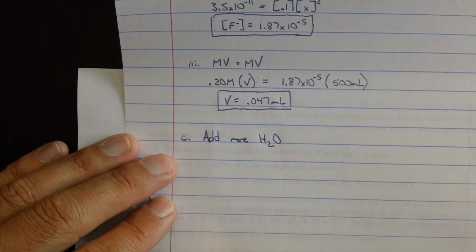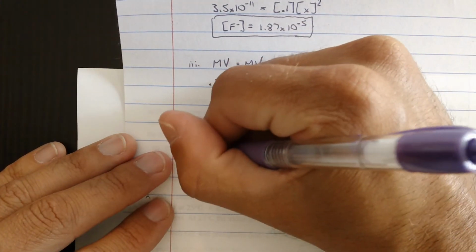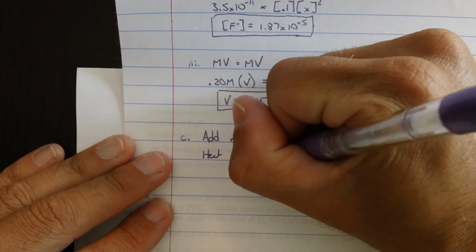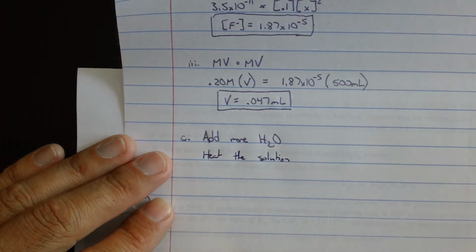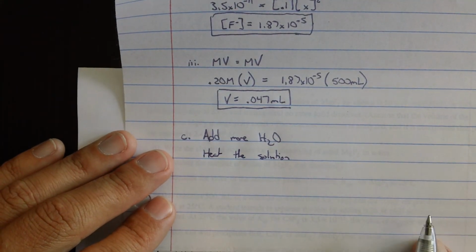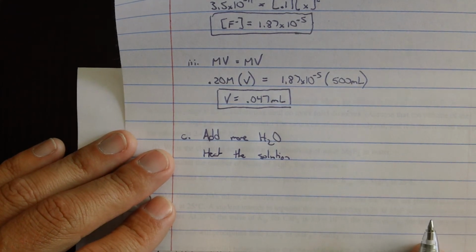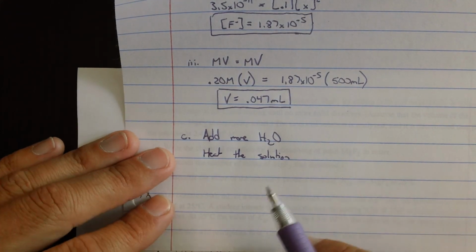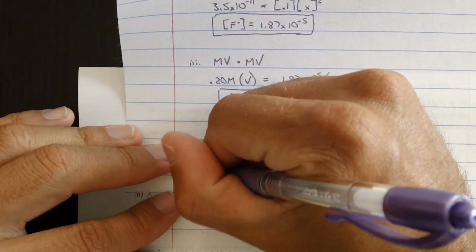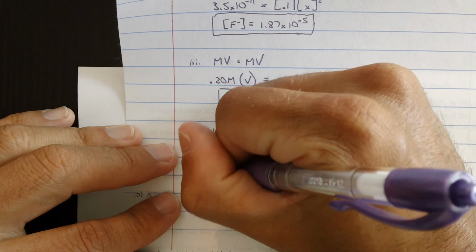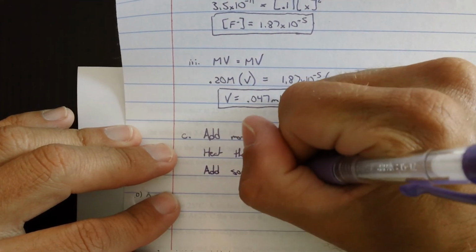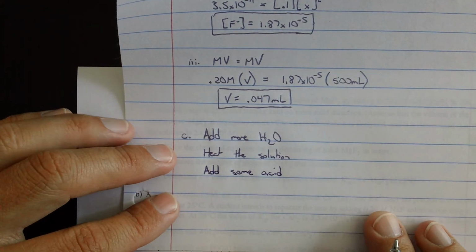How else can you get more stuff to dissolve? Lots of times you could heat the solution. Heating the solution sometimes helps. Those two you should be pretty comfortable with. The third one, and this is one that I use for qualitative analysis lab, is that lots of times when you can't get something to dissolve when you heat the solution, if you add some acid to that solution, you can get things that normally don't dissolve to dissolve.